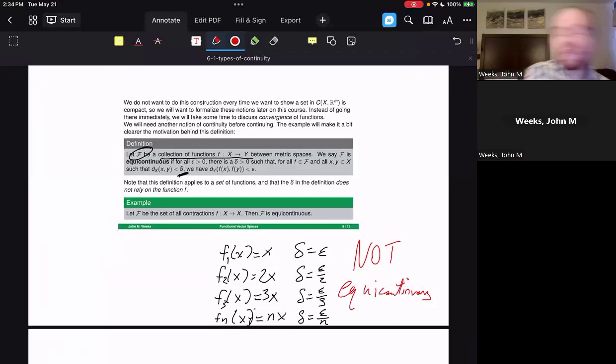So it's asking that these functions are all uniformly continuous, but in the same way, is one way to think about it. These are all uniformly continuous functions, n times x, all uniformly continuous. But looking at how the delta has to change as your n value gets higher, these are not all uniformly continuous utilizing the same kind of bounds for x and y.